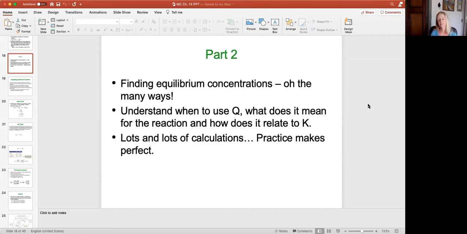And then lots and lots of calculations in this chapter. Practice makes perfect. You're going to be doing lots of quadratic equations. This is something we're not going to do in this pre-recorded lecture. Might do just a little bit of it, but we're going to do the bulk of it in our Zoom meetings. So without further ado, let's just review a little bit from where we left off in part 1.